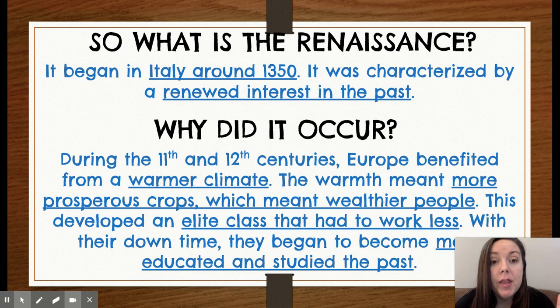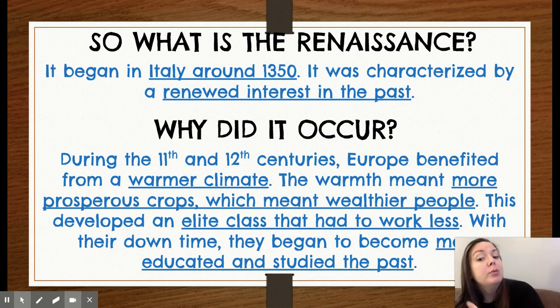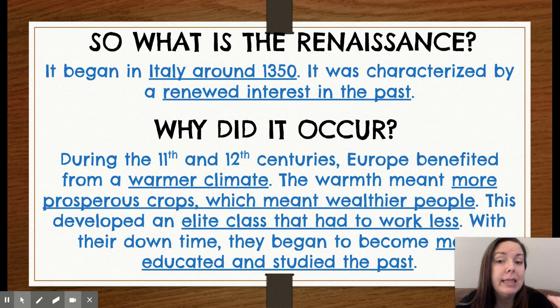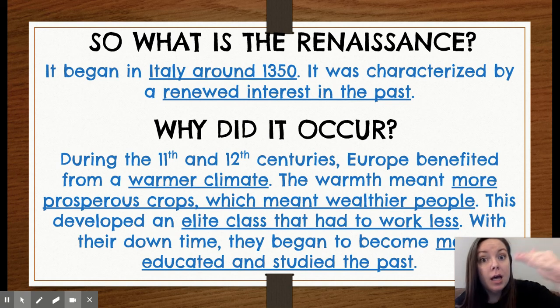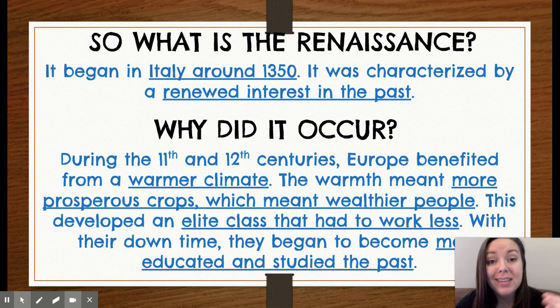The warmth meant that there were more prosperous crops. Crops grew bigger and faster, which meant that people got wealthier. People were able to turn those bigger crops into money. That developed an elite class. So instead of everybody being working class, now there was a higher class economically. And then they had to work less.